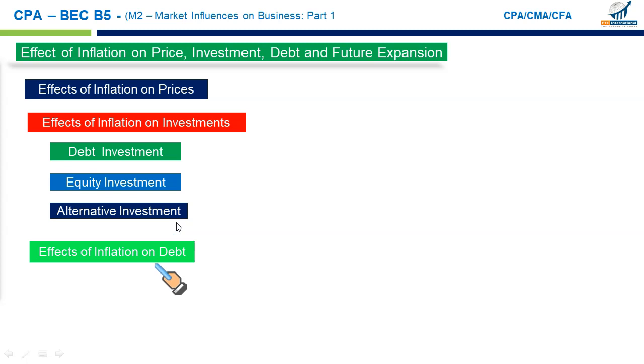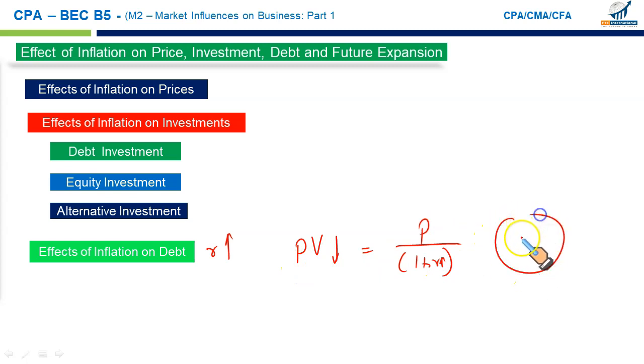Effects of inflation on debt. Okay, now, if the rate of inflation is higher, then the present value of the principal on these bonds or debt securities would be lower, because it is calculated by dividing the principal by 1 plus the rate of inflation. So if the rate of inflation is expected to be high, the present value of the bond would be lower. If you are a borrower, you will be happy. But if you are an investor, you are going to lose.